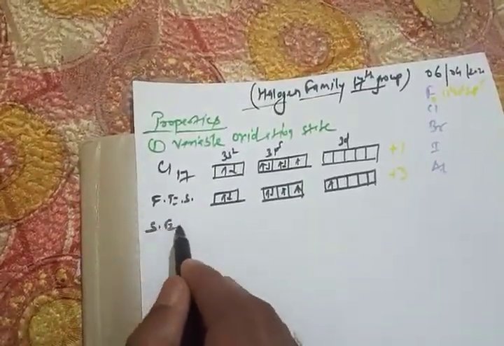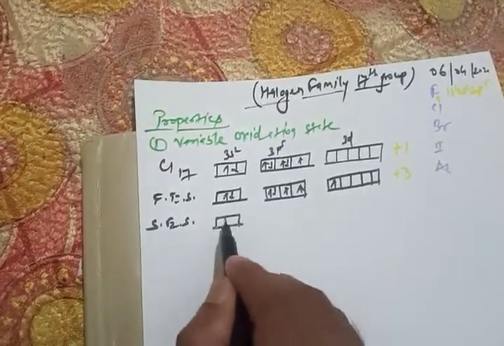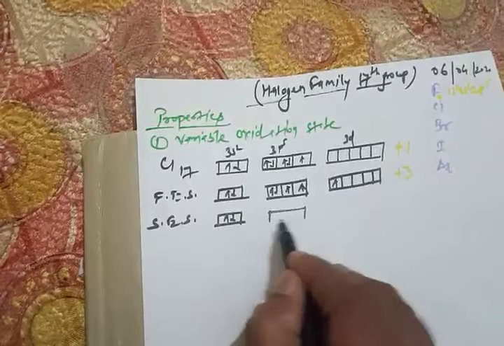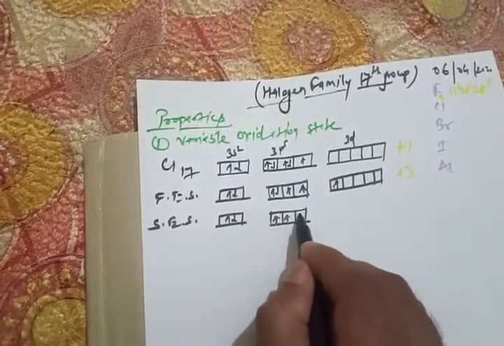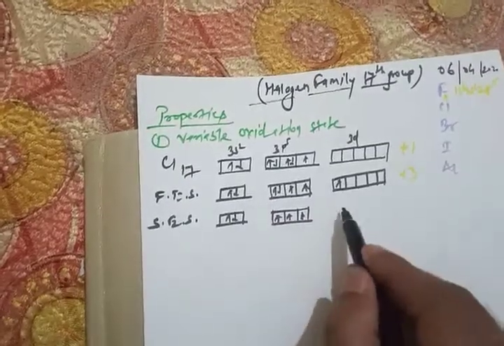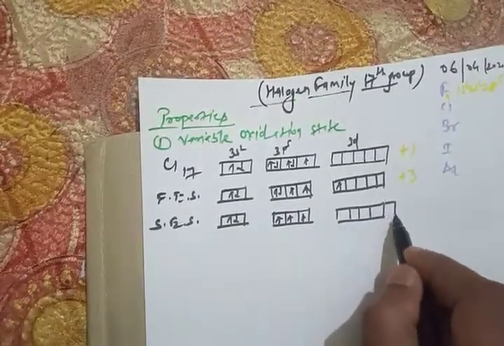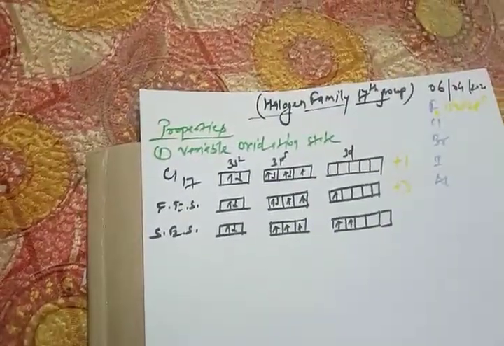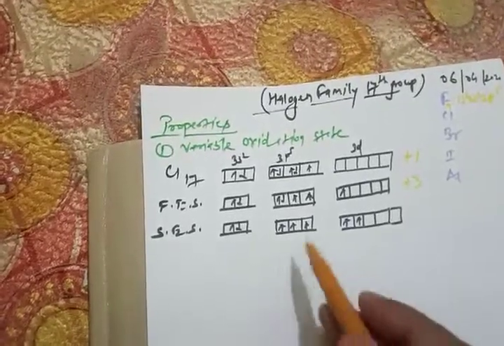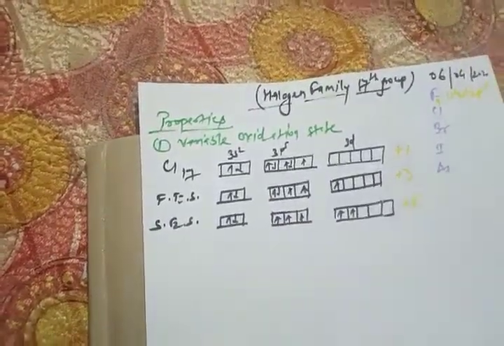Similarly, we can go for the second excited state. In this case, what will happen? Another paired electron from the p orbital, one more p electron paired in the p orbital, will jump to d. So here we have one more electron in the d orbital. In this case we have 1, 2, 3, 4, 5 unpaired electrons, so the oxidation state will be +5.